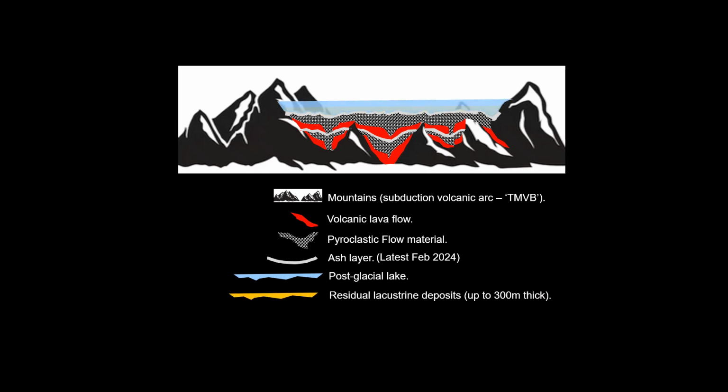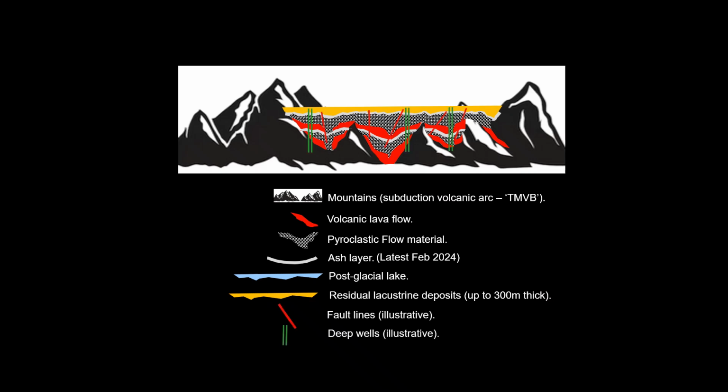Because this was a basin with no natural outflow like a valley would have, the water stayed but gradually evaporated, leaving silt and other sediments behind. These are called lacustrine deposits and are up to 300 meters thick in places.